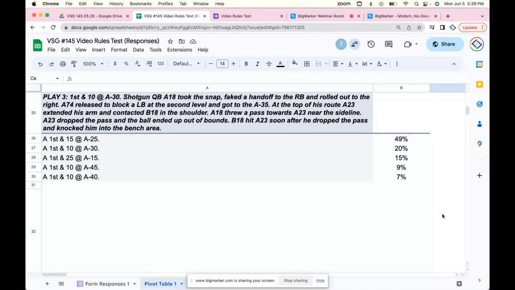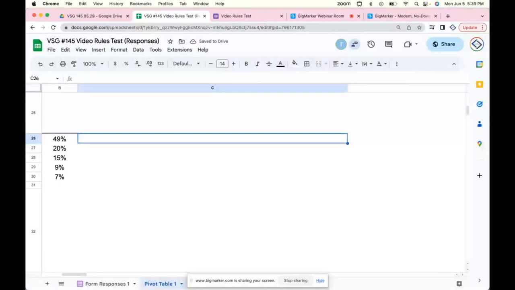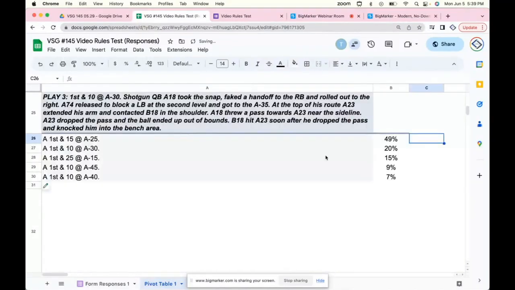So what do all these answers mean? 50% of the world said 1st and 15 at the 825. Right, so that means 50% of the world said, you know what? That's a foul for IDP only. But it's not OPI. It's not a late hit out of bounds. So that's where most of us landed, which is, I think, where you and I landed as well. So this is IDP only.